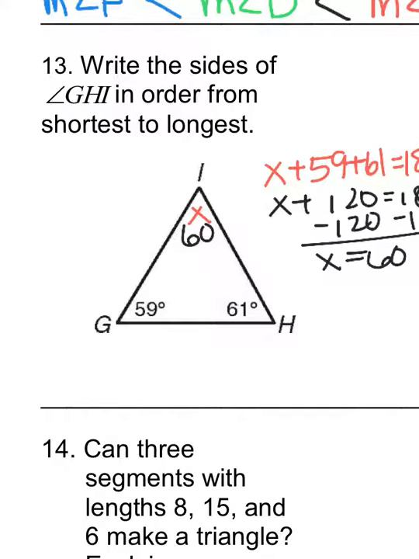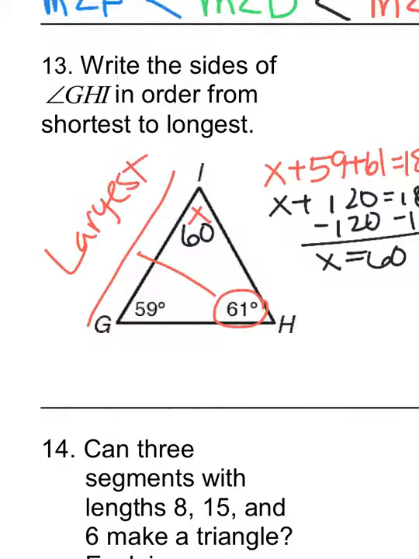So the largest angle is 61. Across from it is side GI. So this is the largest. The smallest angle is angle 59. Across from that is side IH. So this is the smallest.